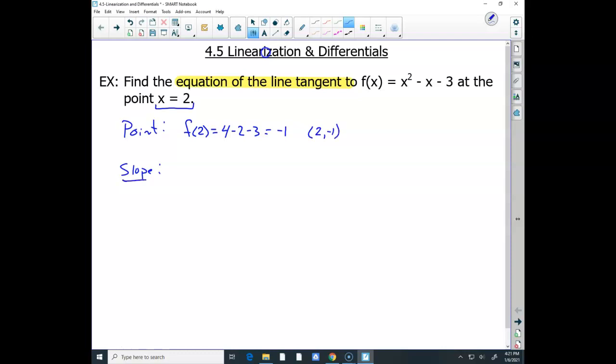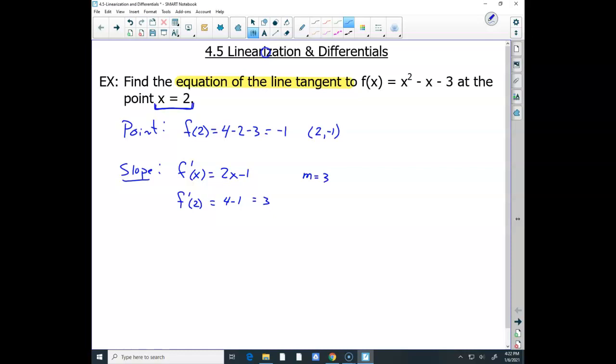And then our slope, because we're all calculus students, we know the slope comes from the derivative. So f prime of x equals 2x minus 1. So the slope at x equals 2 is f prime of 2, which is going to be 4 minus 1, which is 3. So we know the slope is m equals 3.